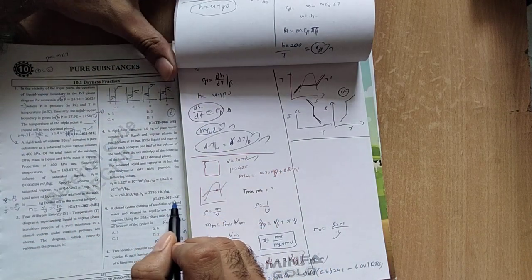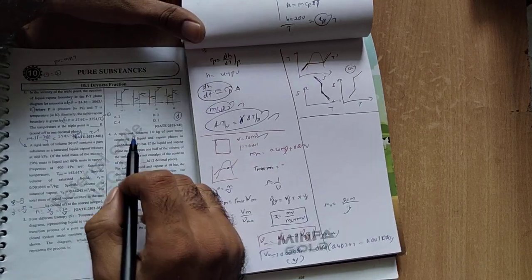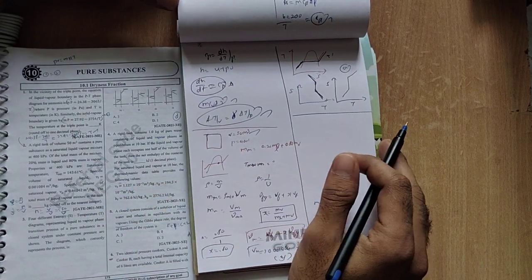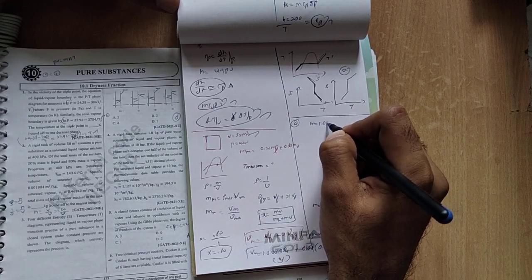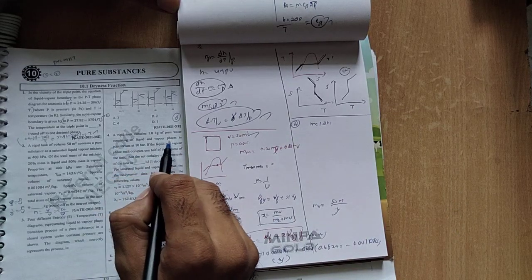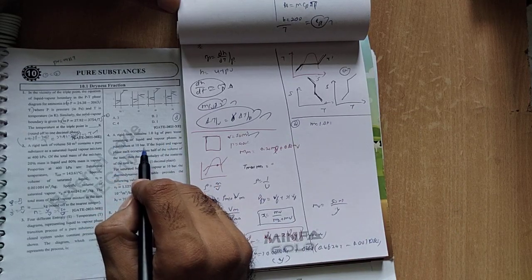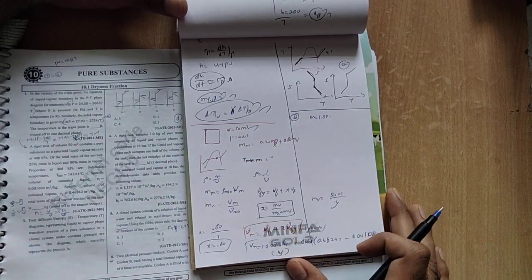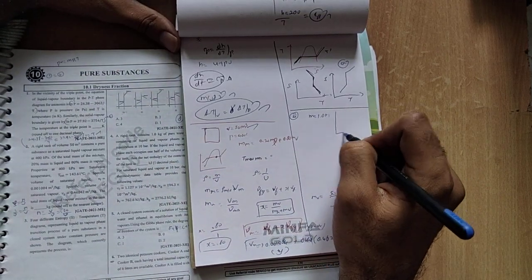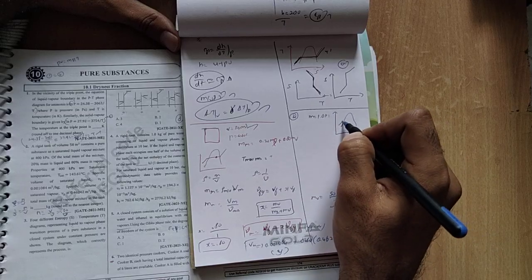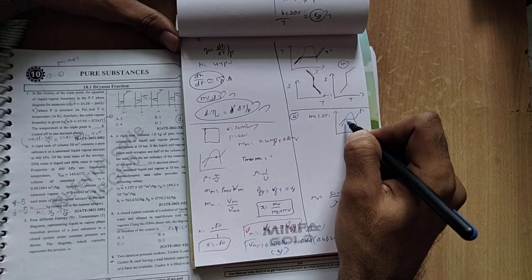It has been asked in GATE 2021. A rigid tank contains m equal to 1 kg of pure water, with liquid and vapor phase in equilibrium at 10 bar. So this is the other diagram: 10 bar, liquid and vapor phase.